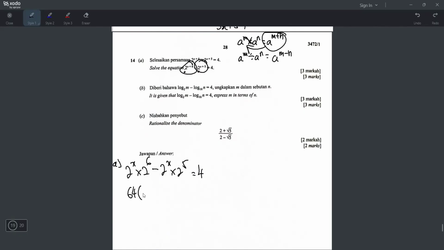But you have to times with 2 power x. The one I will put in bracket. Okay, the 2 power x tak boleh buat, so don't do it, just leave it. Minus 2 power x tak boleh buat, so biarkan. But 2 power 5 boleh buat, is 32. And then the 2 power x, just put it in the bracket like this, right?